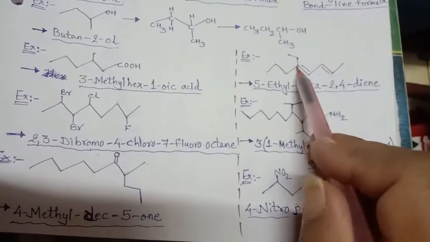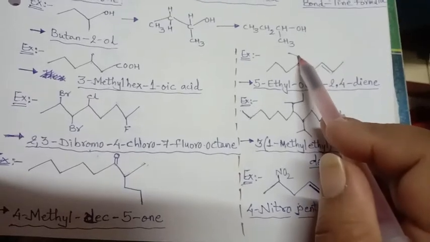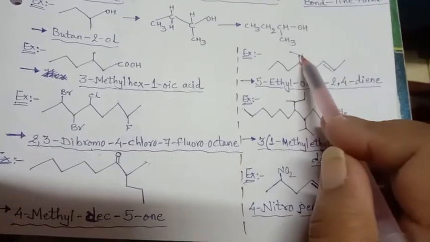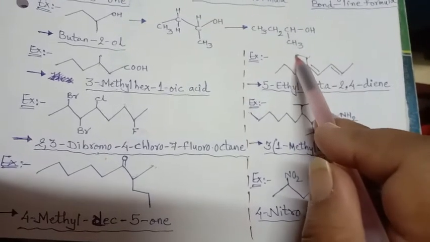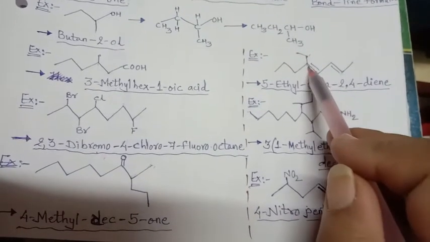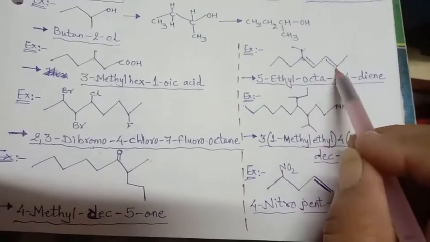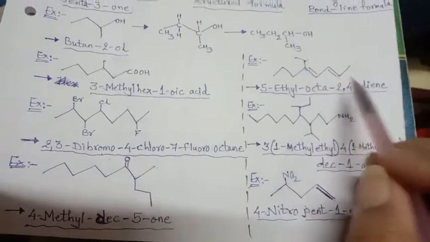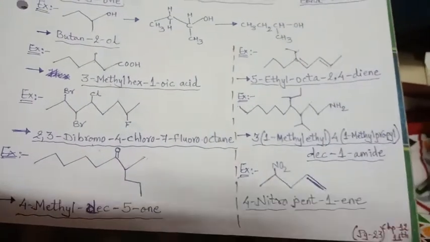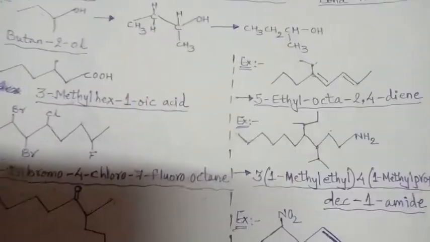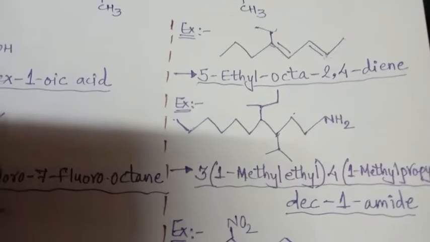Now attachment is on 5th carbon and it is ethyl group. See here, this is carbon, then attachment this C and joint. And last also C, terminal methyl. So 1 and 2 carbon ethyl group. So on 5th position 5 ethyl octa 2 4 diene. On second carbon double bond, on fourth carbon double bond. So the name will be 5 ethyl octa 2 4 diene. Clear?